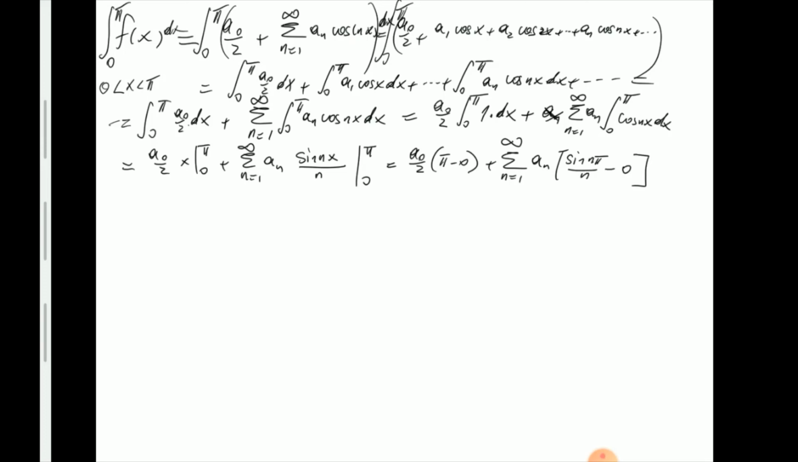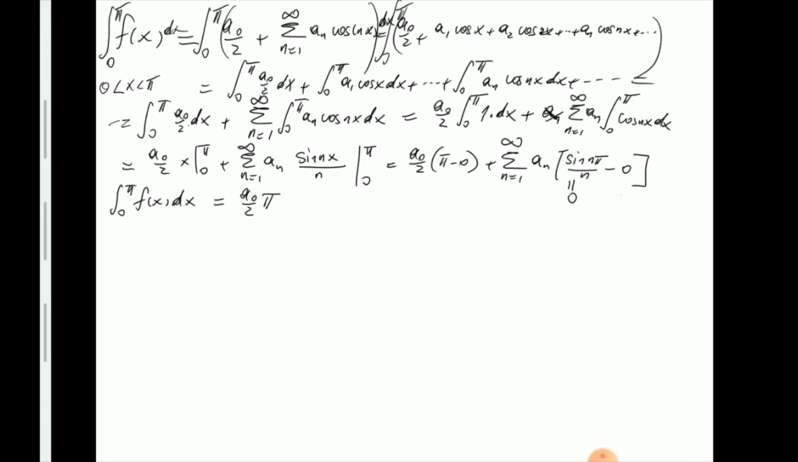So pause for a moment and notice that when we integrated both sides of the equality of the function and the series on the right hand side, basically we managed to eliminate all the terms except the first one, because sine of n pi is 0. So basically the summation here is just of zeros. 0 plus 0 plus 0 plus 0 indefinitely. And all you're left with is a naught over 2 times pi.